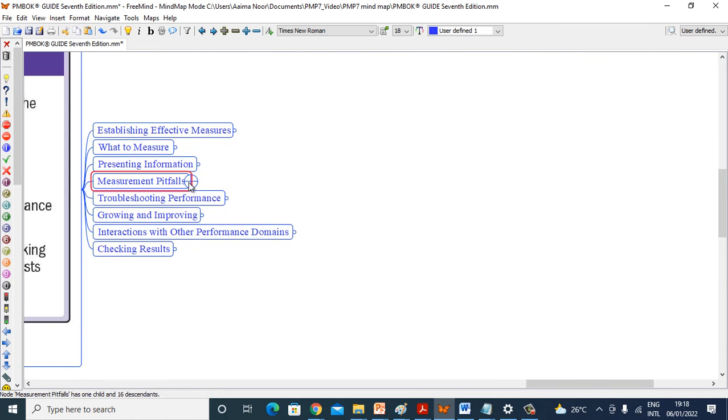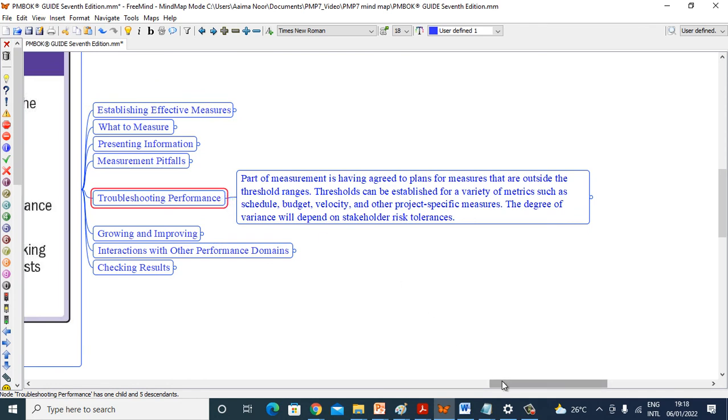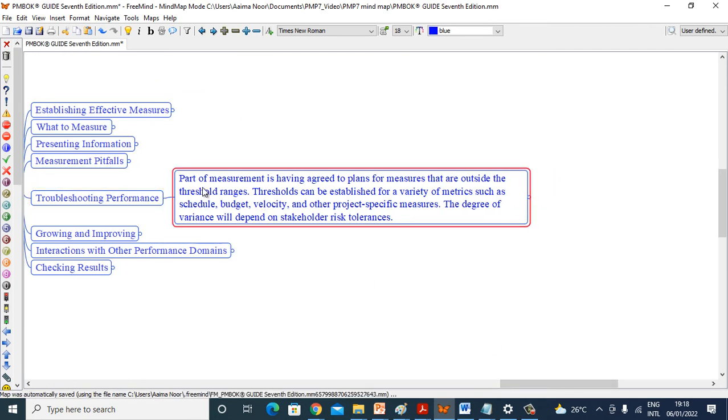Now we'll see the next topic, troubleshooting performance. Part of measurement is having agreed-to plans for measures that are outside the threshold ranges. Thresholds can be established for a variety of metrics such as schedule, budget, velocity, and other project-specific measures. The degree of variance will depend on stakeholder risk tolerances.